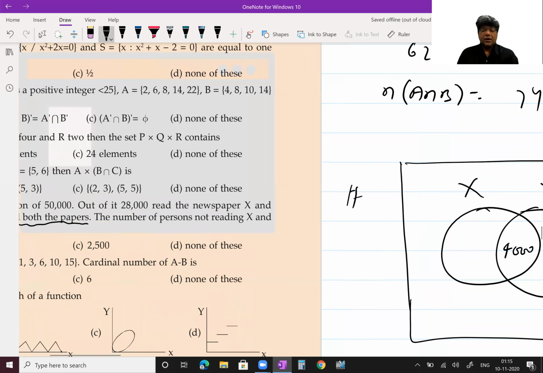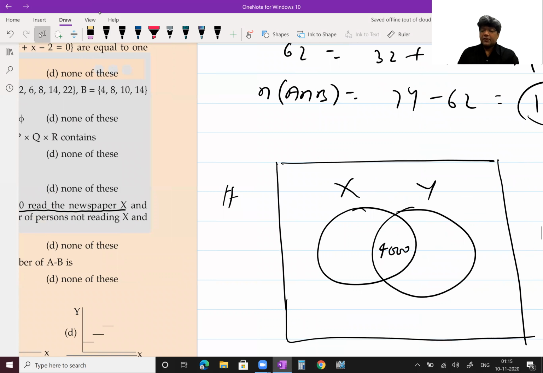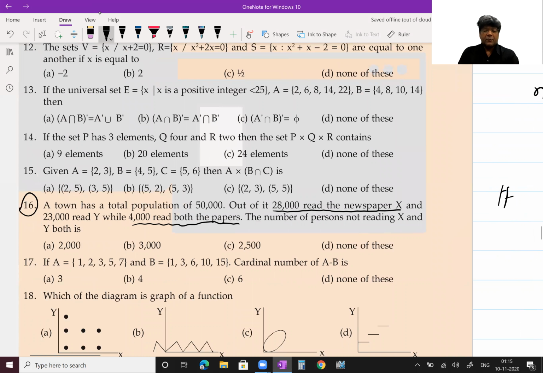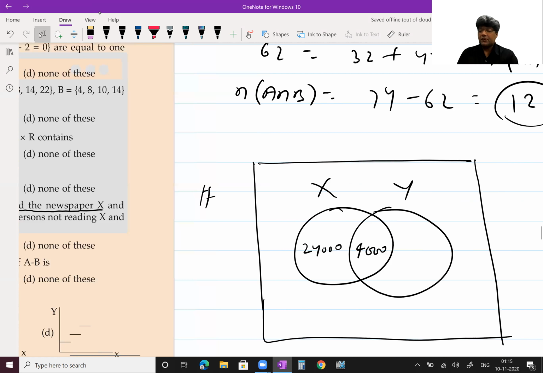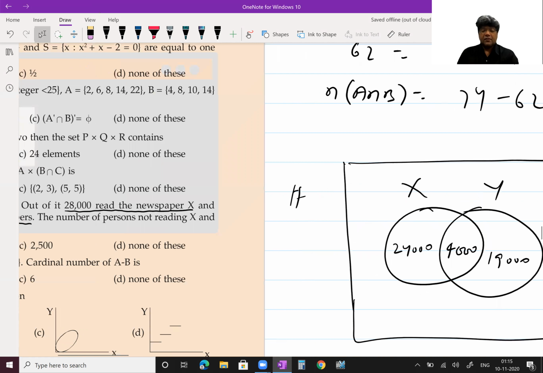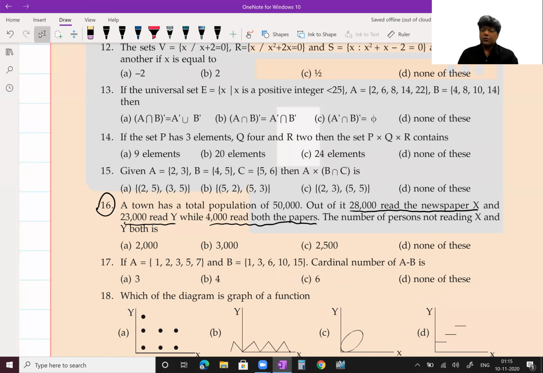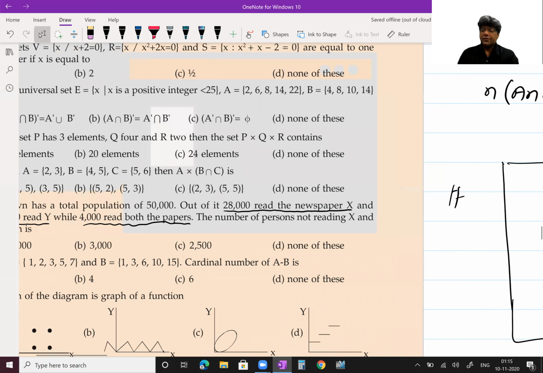Now, how many read the newspaper X? 28,000 read the newspaper X. So 28,000 minus this 4,000, 24,000 will go here. So X became 28. Now 23,000 read Y. So 23 minus 4, 19,000 will go here. Question is saying number of persons not reading X and Y both. Okay, so total how many? 50,000.